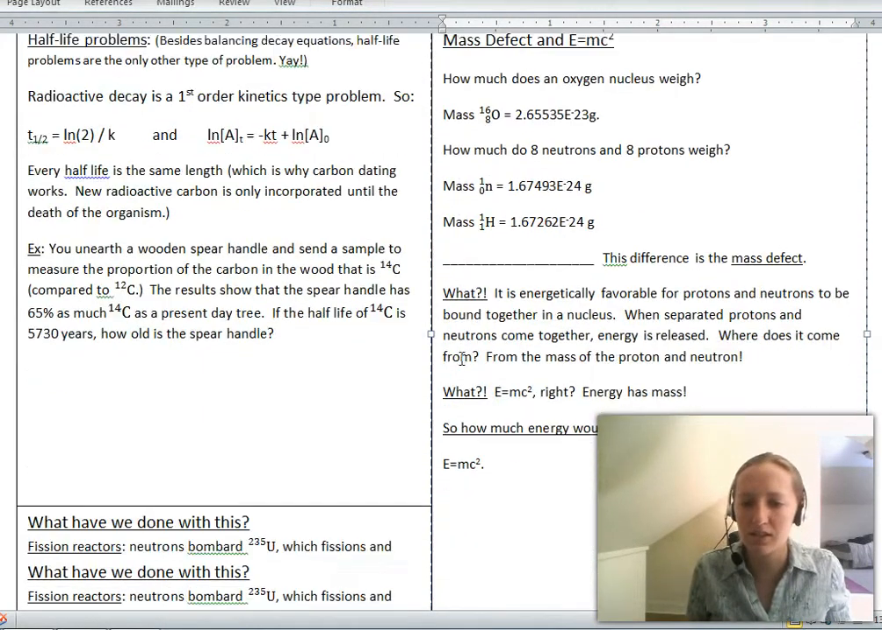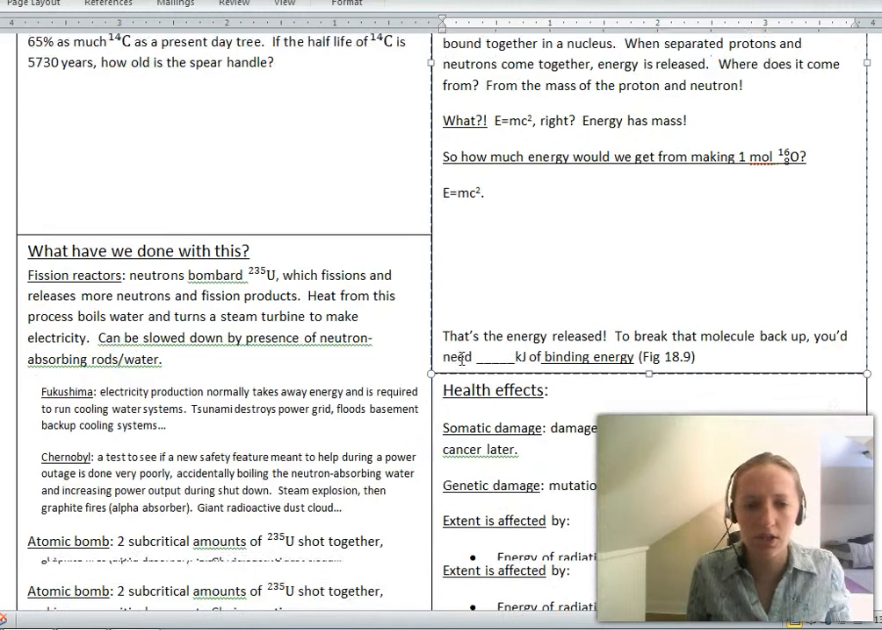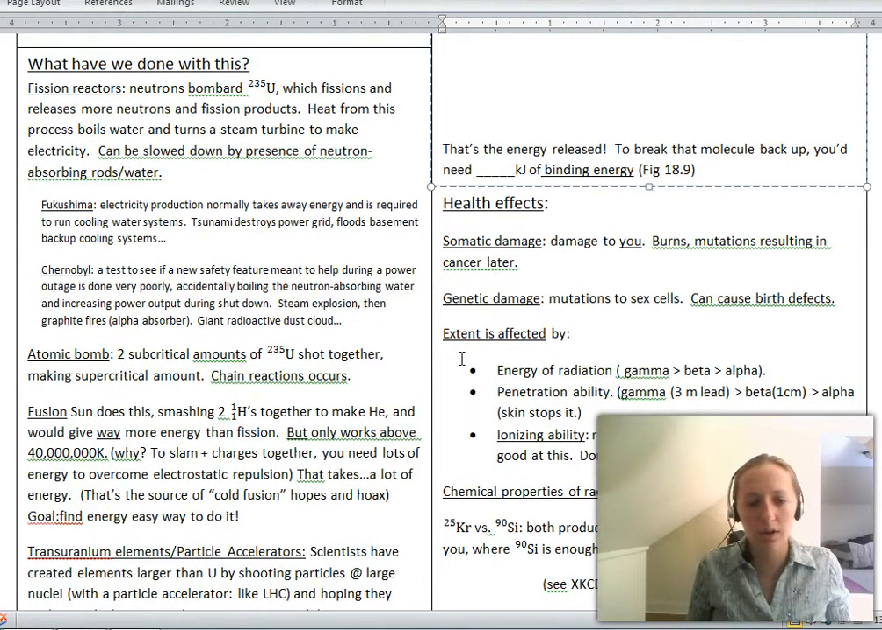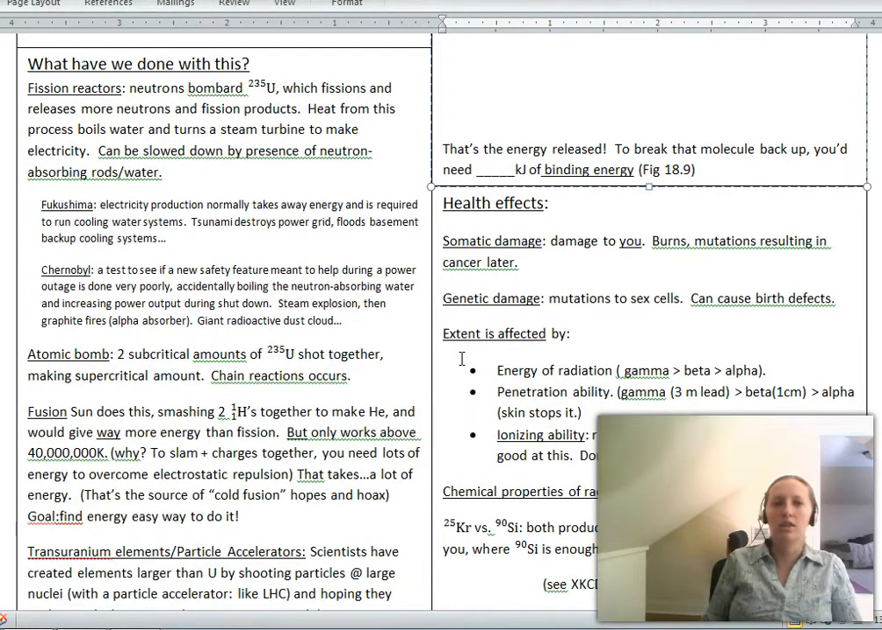All right, so that's mass defect and binding energy. And then, what have humans done with nuclear chemistry? What are some of the things that we've accomplished and learned about? The first one is fission reactors. These are nuclear power plants.